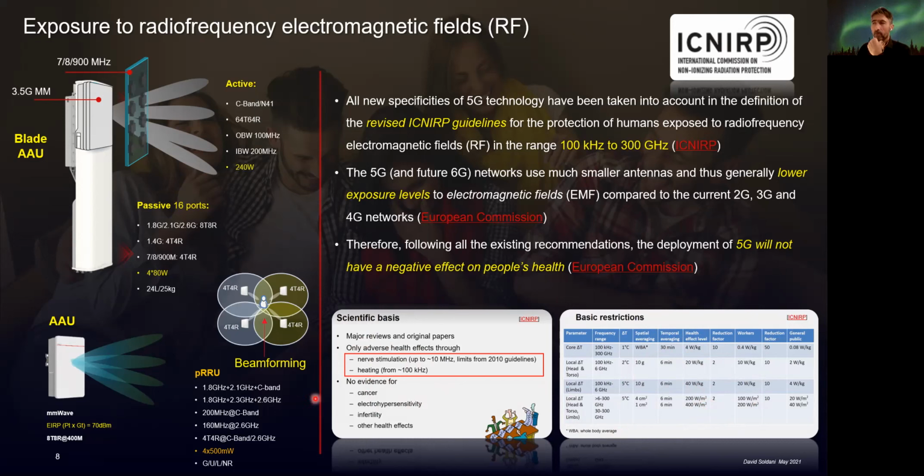Here you have examples of antennas, macro cell, radiating both in the C-band as well as in the millimeter wave, and also picocell indoor. You see the transmission power is very, very low, typical of systems with small antennas.